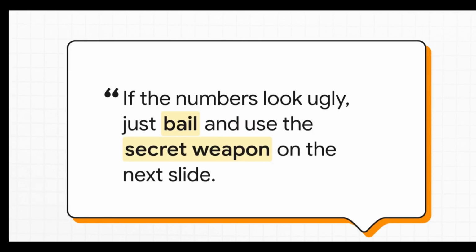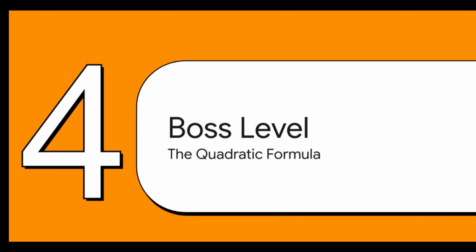But what happens when the numbers aren't so friendly? When the puzzle is just too hard? Well, like the Wise Math Parrot says, if the numbers look ugly, just bail and use the secret weapon on the next slide. That's some solid advice. So, what is this secret weapon he's talking about? Well, it's time to bring out the big guns. This is the boss-level solution. This is the I win button for any quadratic ever.